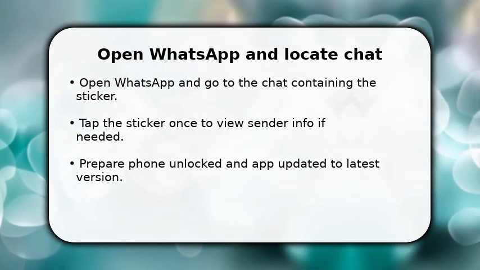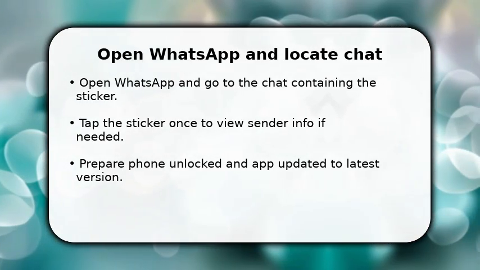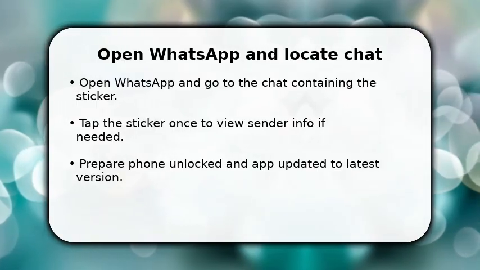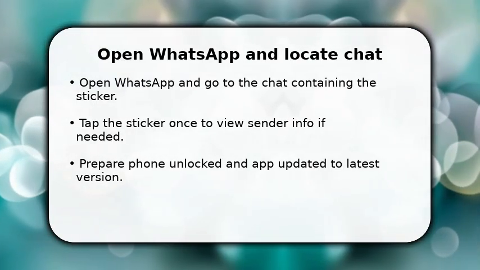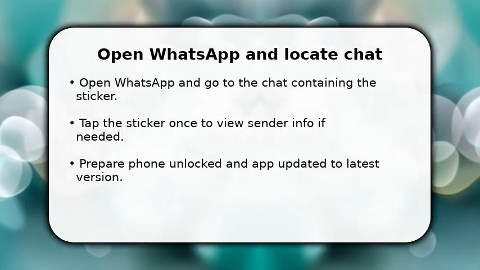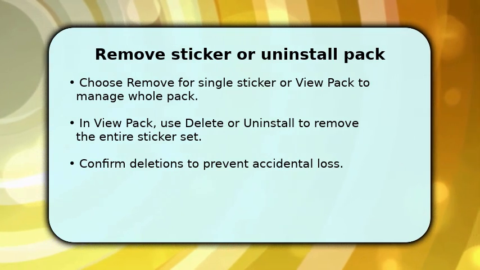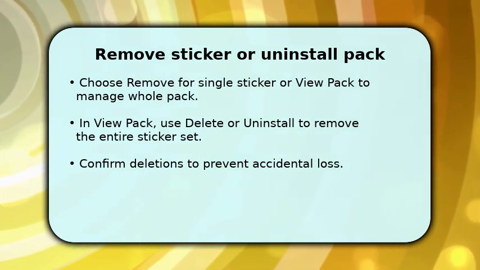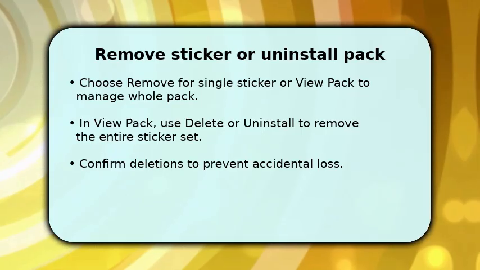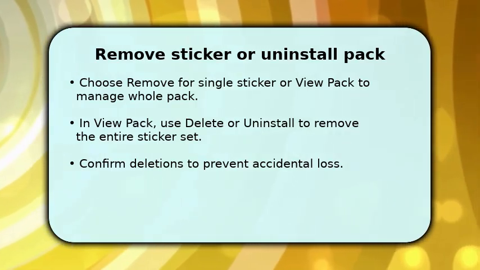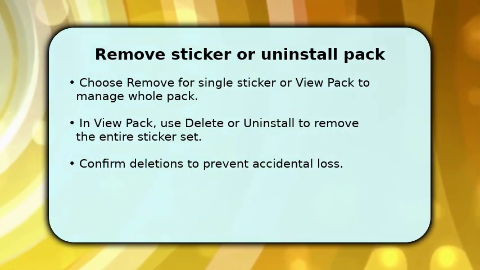You hold until the selection UI appears, which lets you remove just that sticker or access the pack controls. Make sure your network is stable so menus load without lag. After the long press, a small menu appears with options like Add, Forward, Delete, or View Pack. If you want to remove only that instance, choose Delete. This deletes it from the chat history if supported.